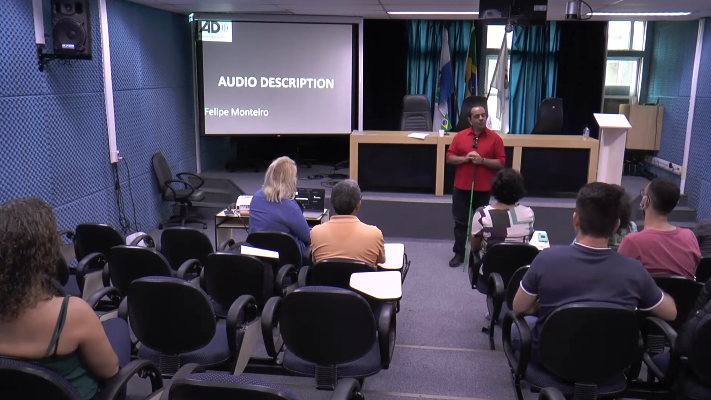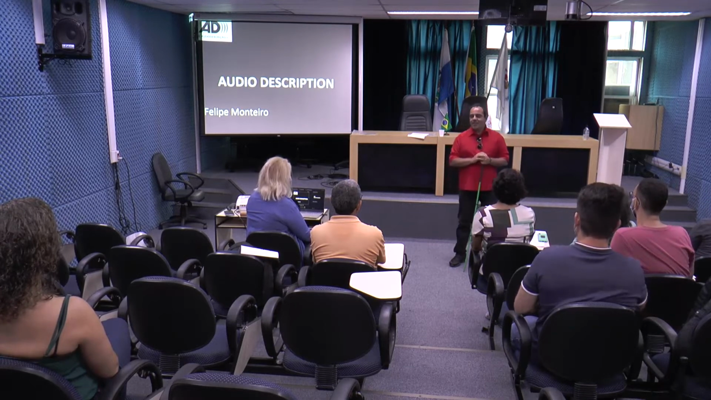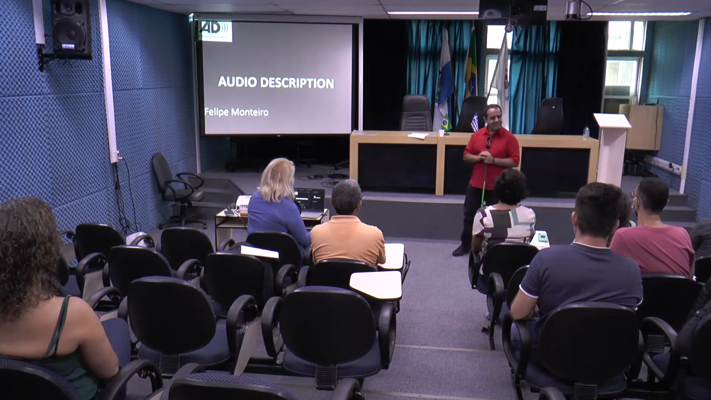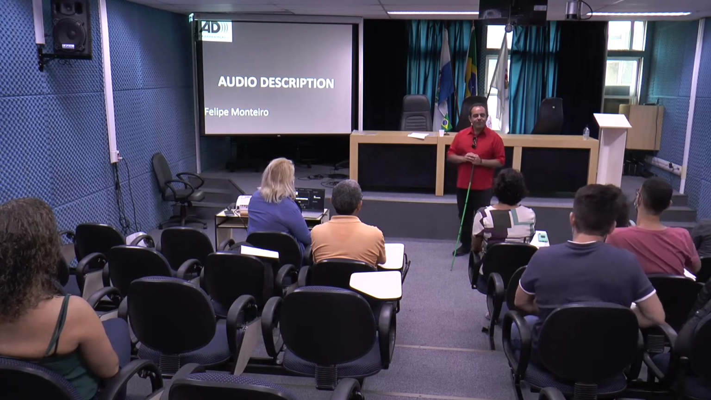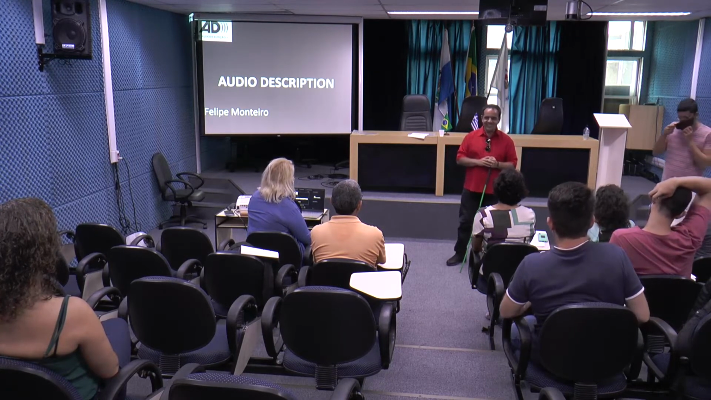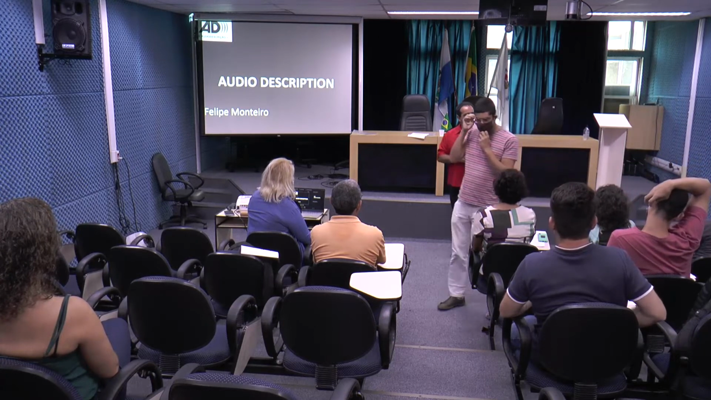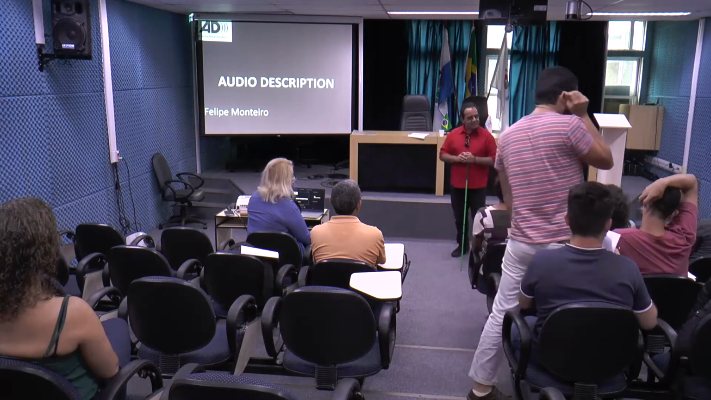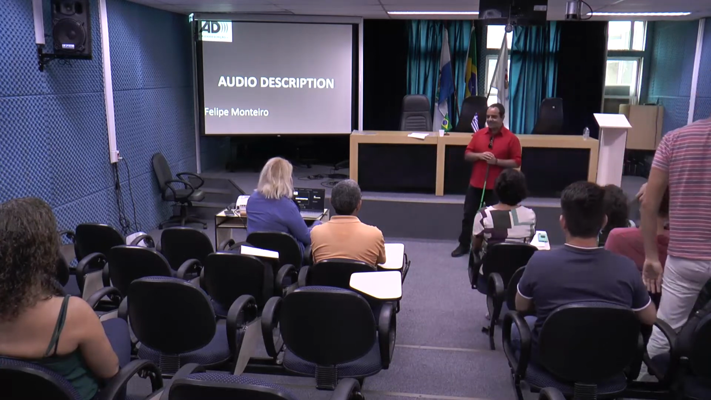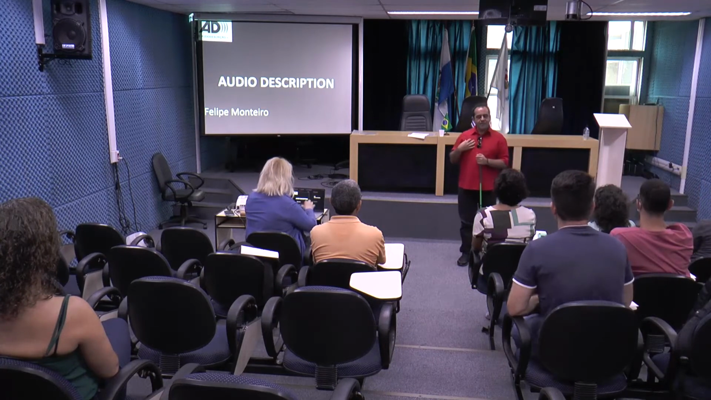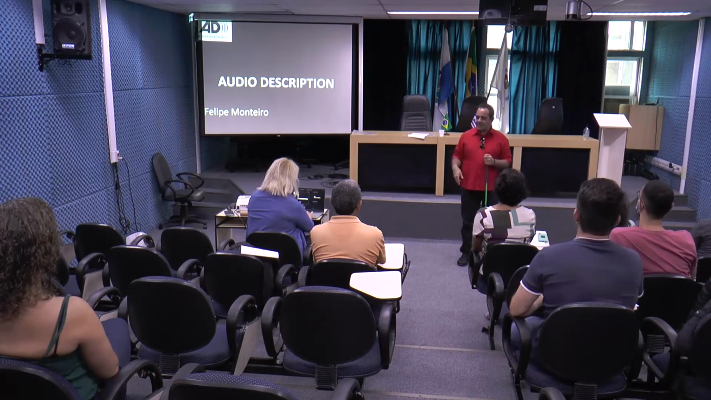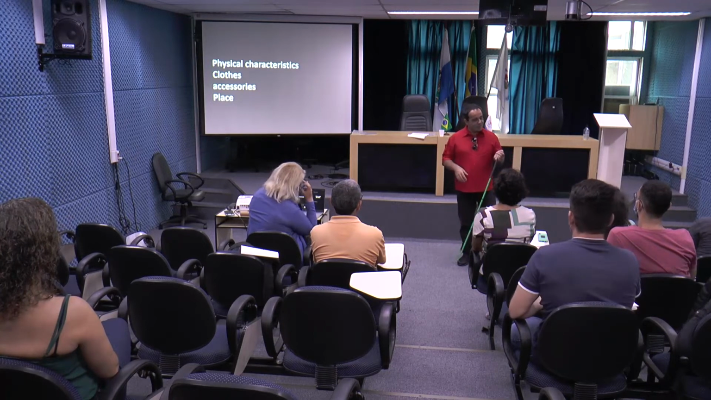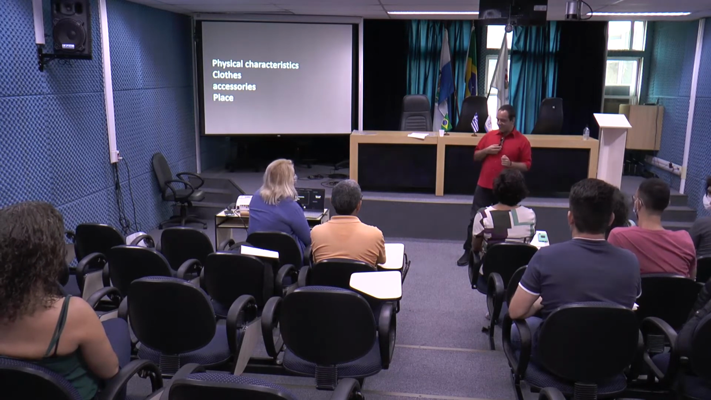My name is Felipe Monteiro. I am a visually disabled person. I am 44 years old. I am 1.70 meters. I am a man with white skin. I have dark brown hair and eyes. I am wearing a red blouse, black pants. I am using a green pencil and sunglasses.